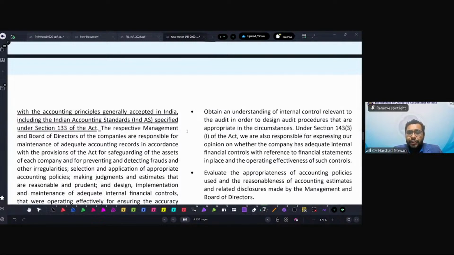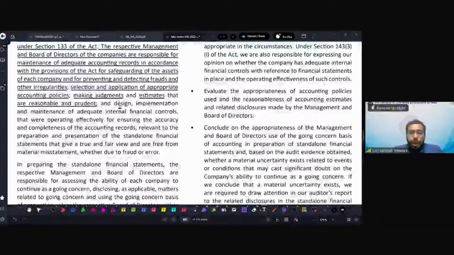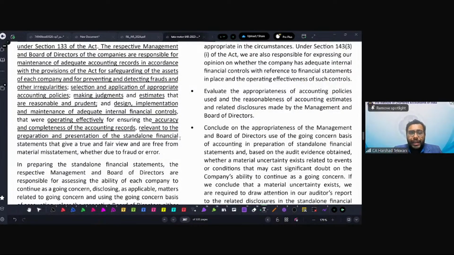The respective management and the board of directors of the company are responsible for the maintenance of adequate accounting records in accordance with the provisions of the Act, including safeguarding of assets of each company, preventing and detecting frauds and other irregularities, selection and application of accounting policies, making judgments and estimates that are reasonable and prudent, and design and maintenance of internal financial controls operating effectively, for ensuring the accuracy and completeness of the accounting records relevant to the preparation and presentation of the standalone financial statements that give a true and fair view, and are free from material misstatement, whether due to fraud or error.